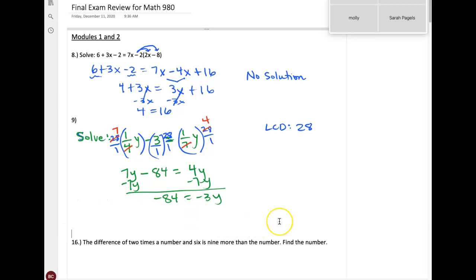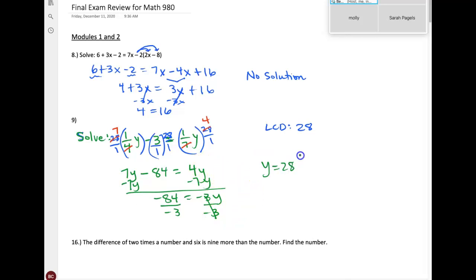And divide by negative 3, right? And so when I divide by negative 3, what do I get for my answer here? Right? So negative 84 divided by negative 3 gives me 28. So my answer would be y equals 28.